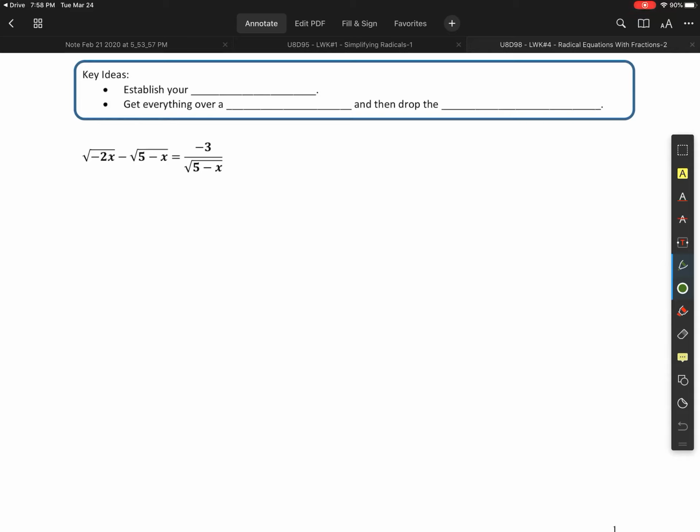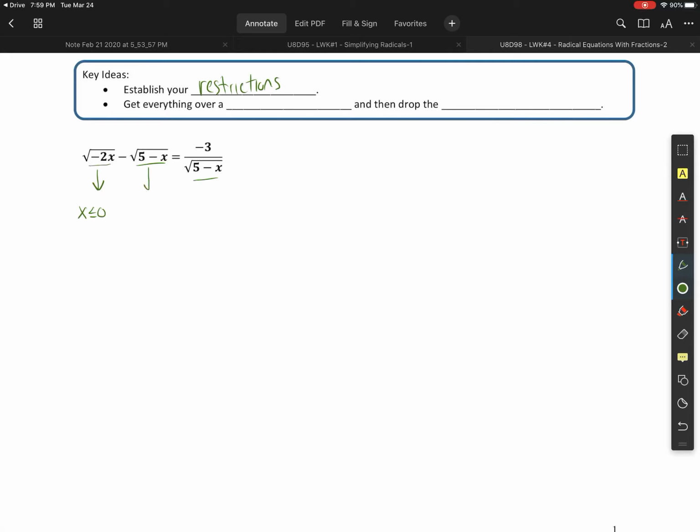Alright, so the first key thing when we're working on this solving radical equations with fractions unit is we want to establish our restrictions. So what x values actually work in these situations? If we assess all three pieces here, with rads, we know we can't have negatives under the rads. So if we have -2, we have to either multiply by 0 to make it 0, or another negative number to make it actually work. So for our first piece, x has to be less than or equal to 0.